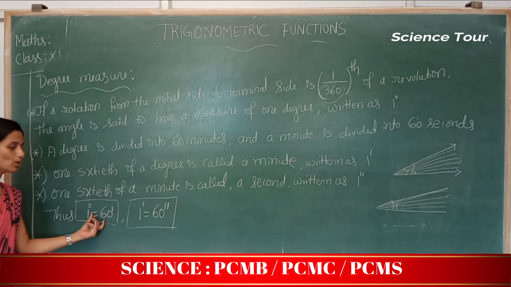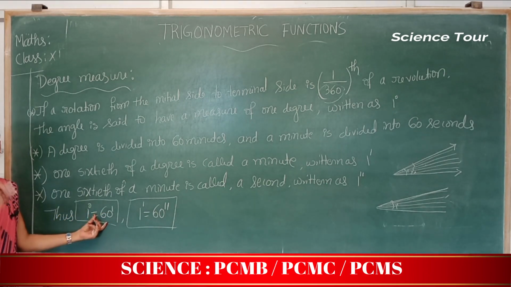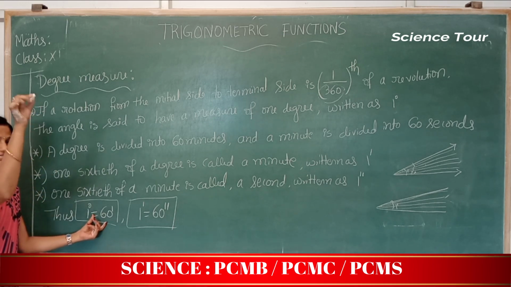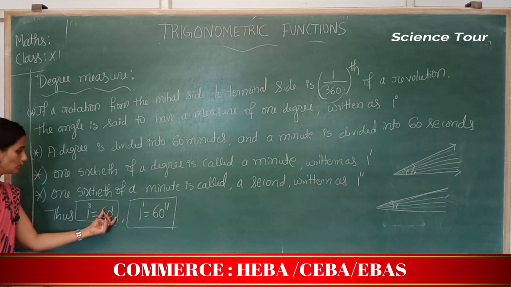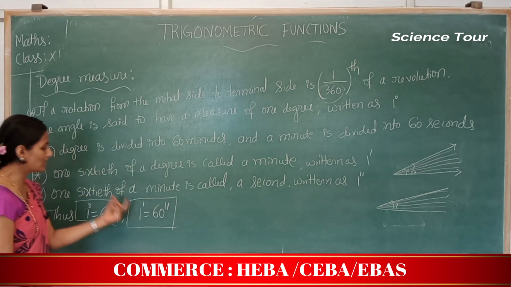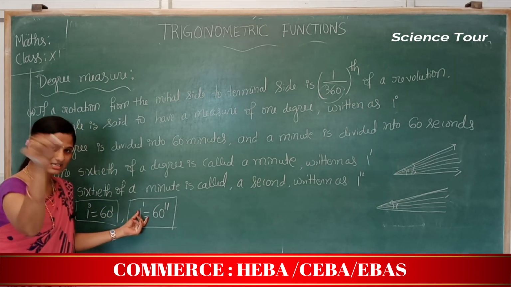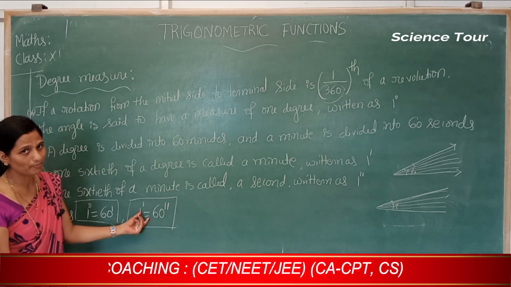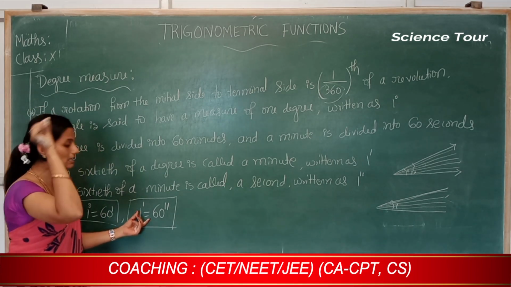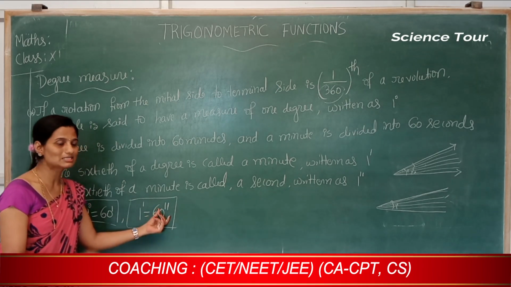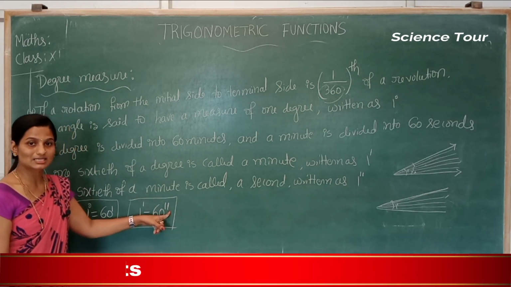So what is the meaning of this one? 1 degree is divided into how many parts? 60 parts. So 1 degree is equal to 60 minutes. Now next, out of those 60 minutes, if I take 1 minute, that 1 minute is again divided into how many parts? It is 60 parts, and that is called as 60 seconds.